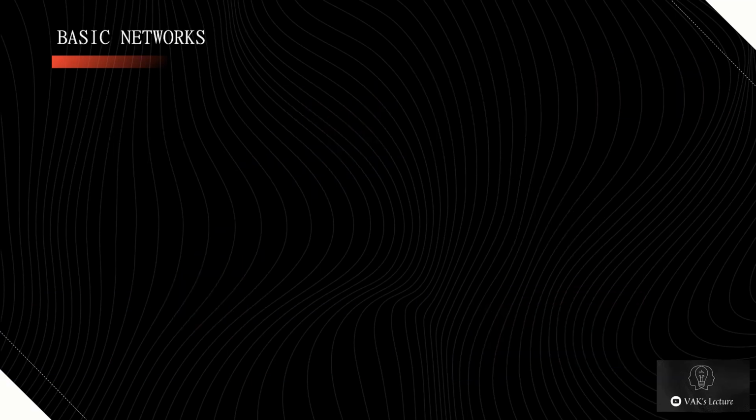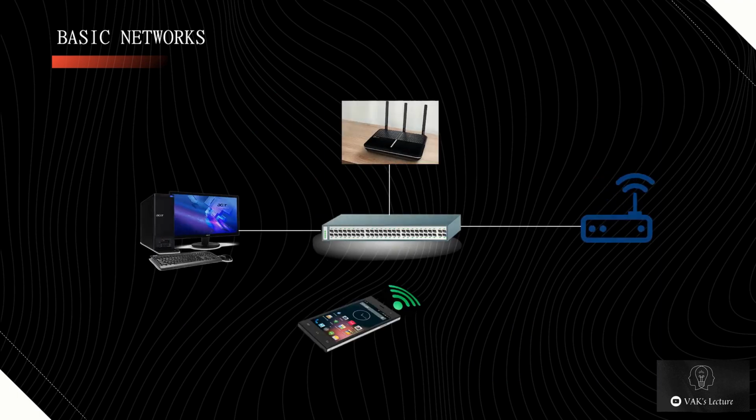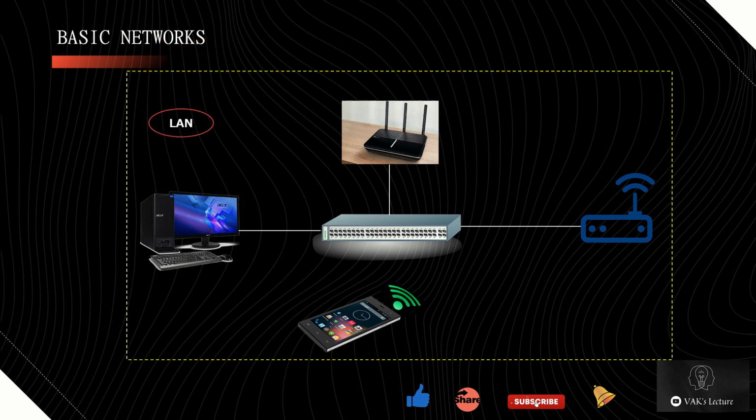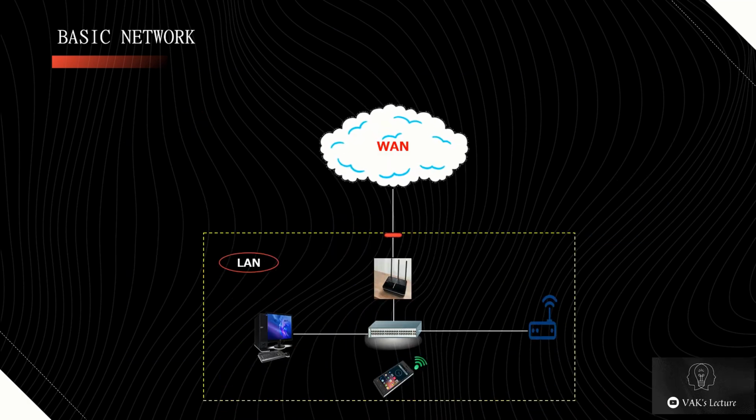Now we will see some of the basic networks. Here we have a router, switch, a wireless access point, a desktop, and a phone. All are connected to the same network. We can say it as a common home setup. In most home networks, the switch and wireless access point will be built into the router. Generally speaking, any network in a single area is called local area network or LAN. The LAN is usually connected to the outside world using a socket in the wall that your internet service provider has installed. This socket connects you to the wide area network or WAN.